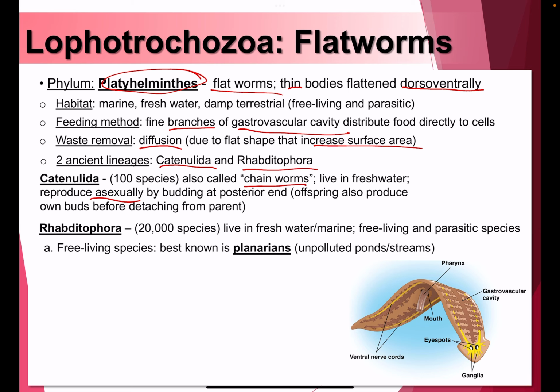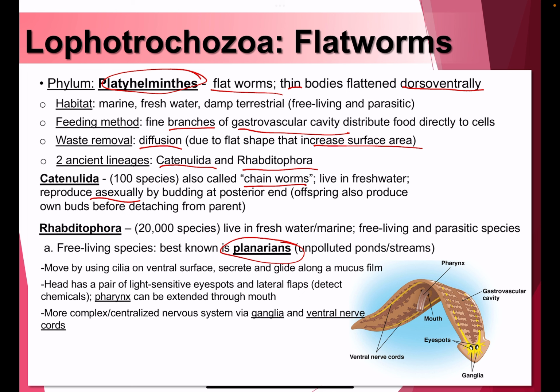Free living species are best known as planarians, and they tend to live in unpolluted ponds and streams in the wild. They move by using cilia on the ventral surface, kind of like the hairy bellies we talked about. If this is the dorsal side of the planarian, then this is the ventral side. Underneath, there are a lot of cilia that help with movement, and they also secrete a mucus film and glide along it, kind of like slugs, which have to secrete mucus in order to glide.